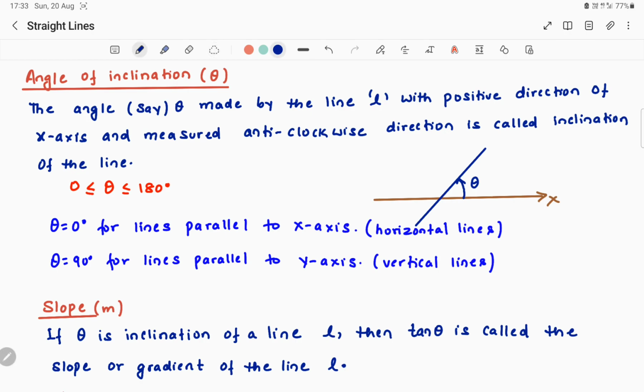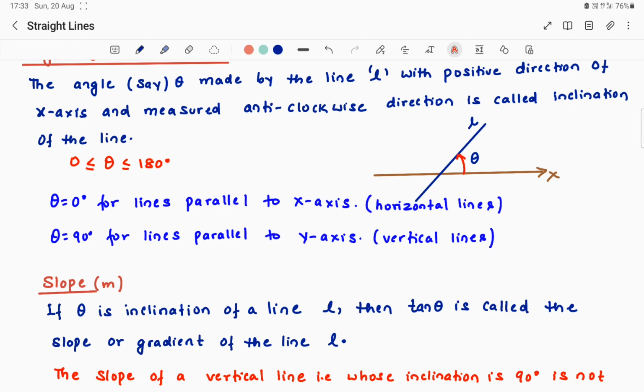For example, imagine that here we have the x-axis, which is drawn in brown color, and let's say this is the line L. What you can see is that this line L is making some angle with the positive direction of x-axis, and you can look at the arrow. The arrow is given in which direction? Anti-clockwise direction. So this angle is going to be designated as theta, or it is called the angle of inclination. Is it okay?